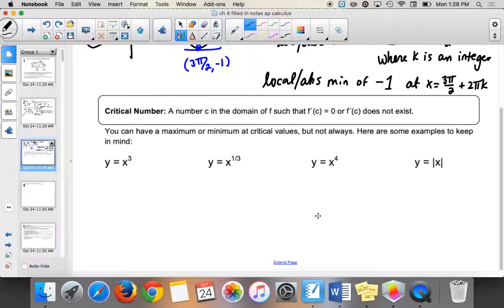Some of them we've talked about before, like y equals the absolute value of x. That's important because the derivative at 0 is undefined. But there's a minimum, right?